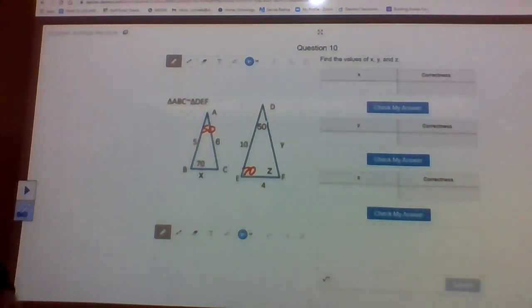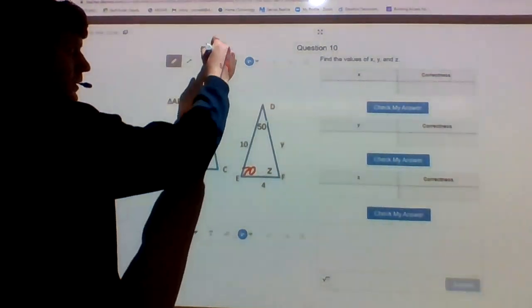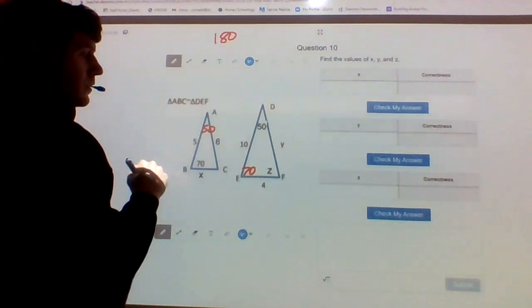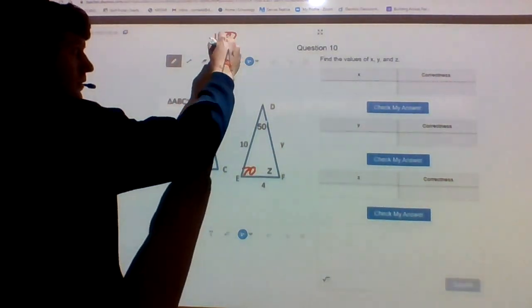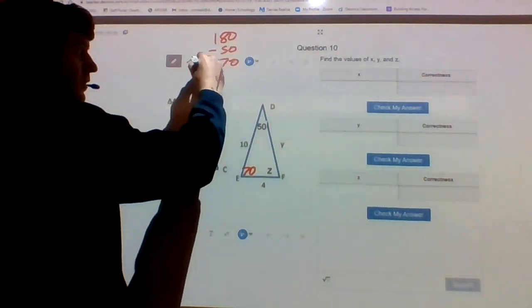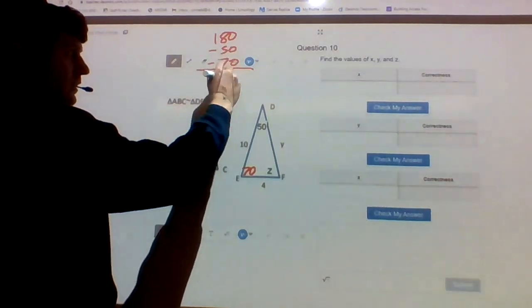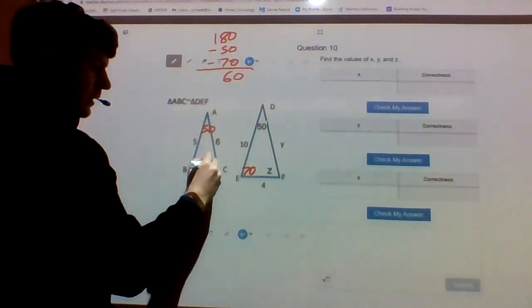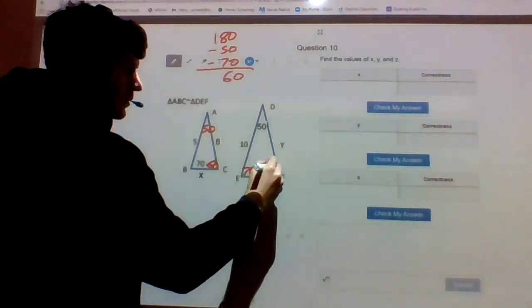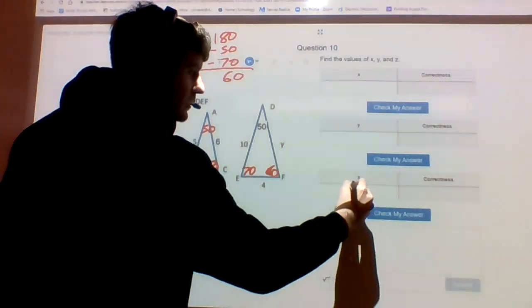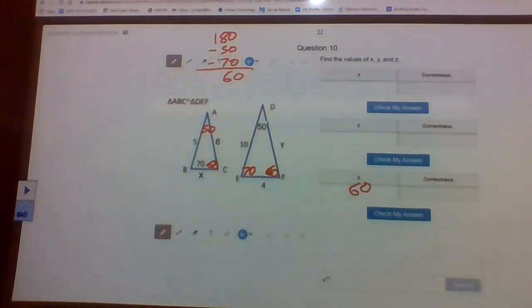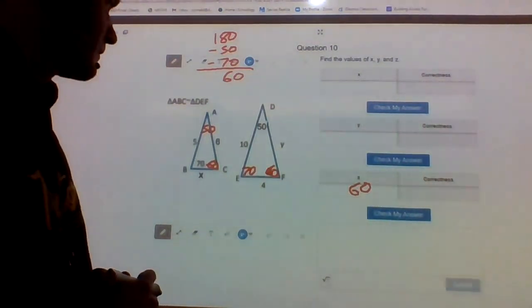We know the three angles of a triangle add up to 180, so we can do 180 minus 50 minus 70. Together that's 120, so that's going to give us 60. So that tells us that angle C is 60, which also tells us that Z is going to be 60 as well.